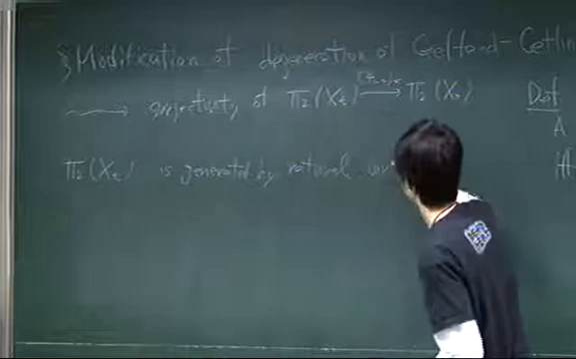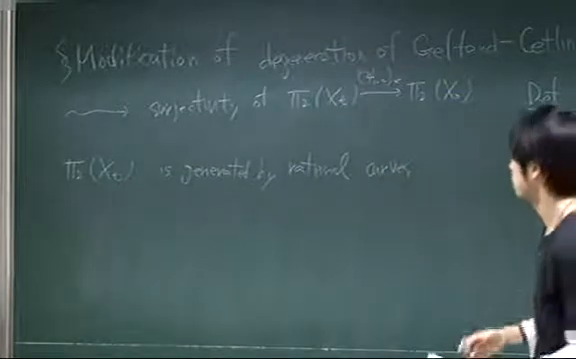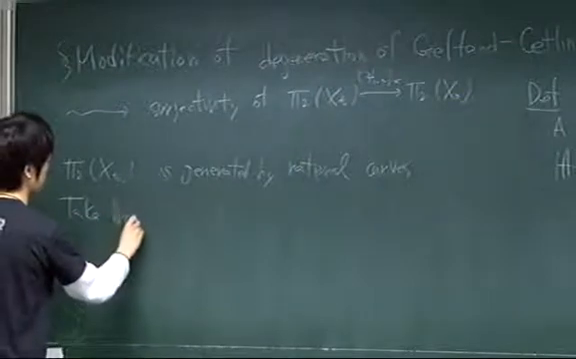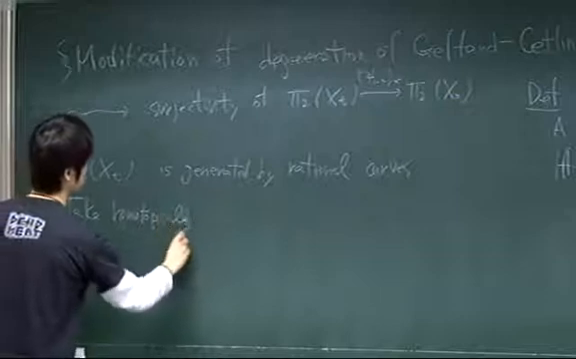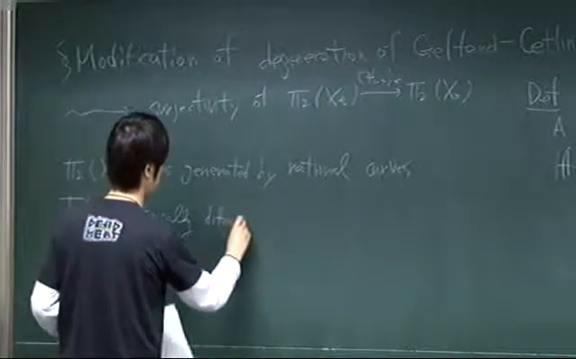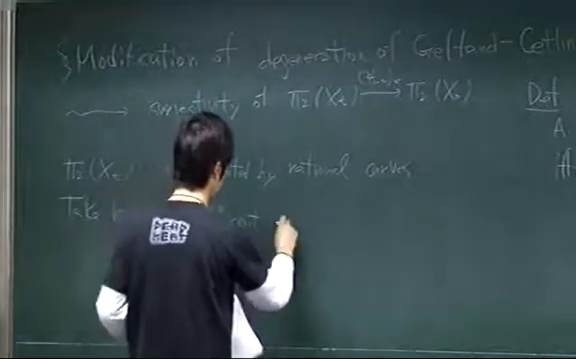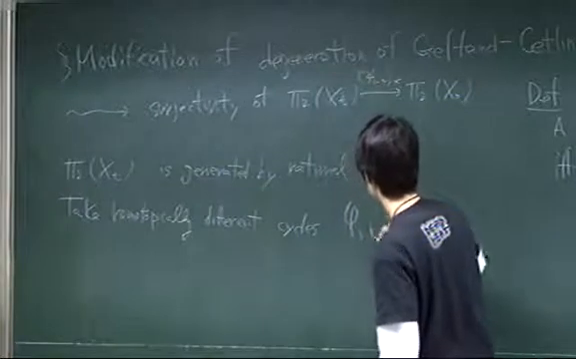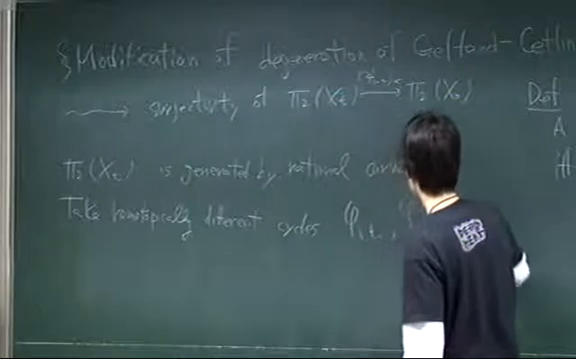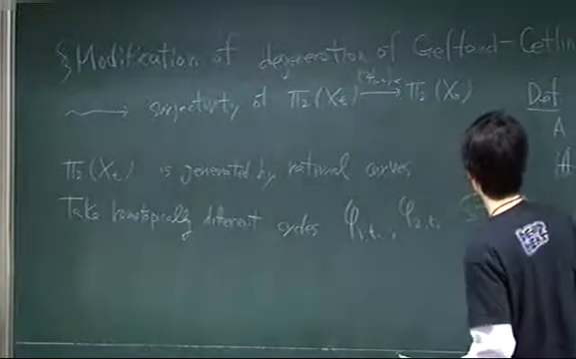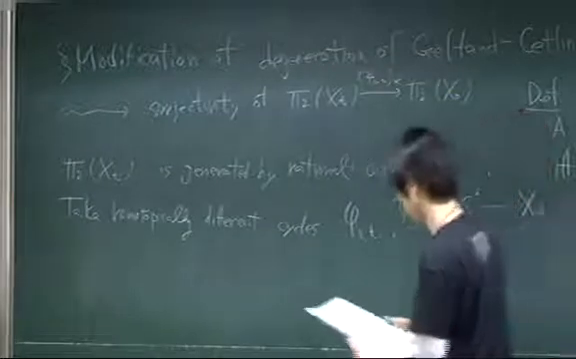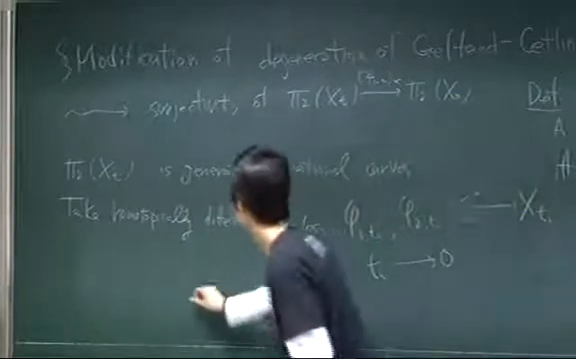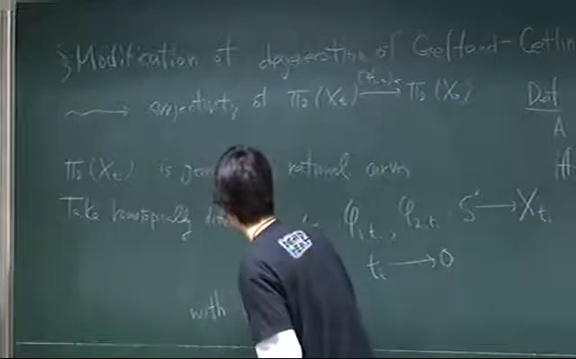For example, it is realized as a Schubert variety, and take homotopically different cycles phi 1 and phi 2, maybe ti goes to 0, with the homotopy class fixed.